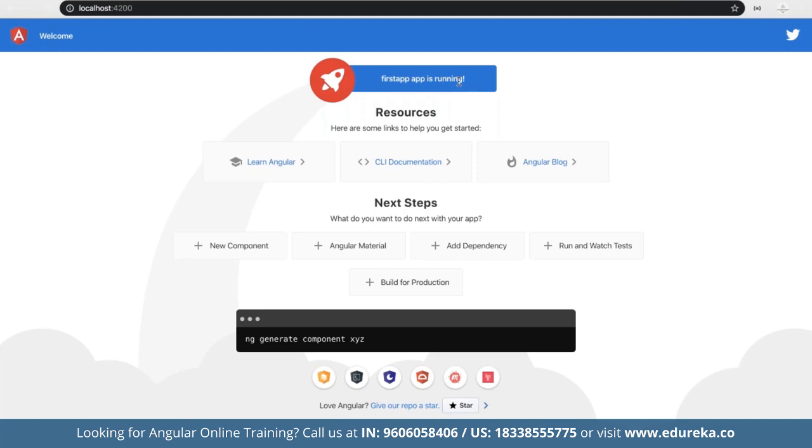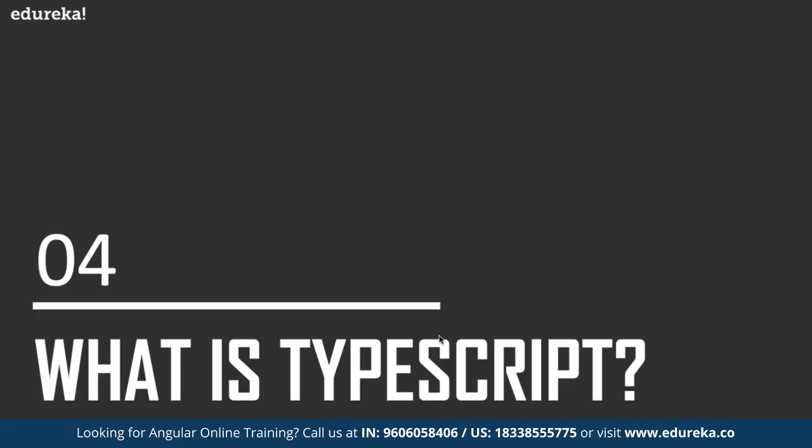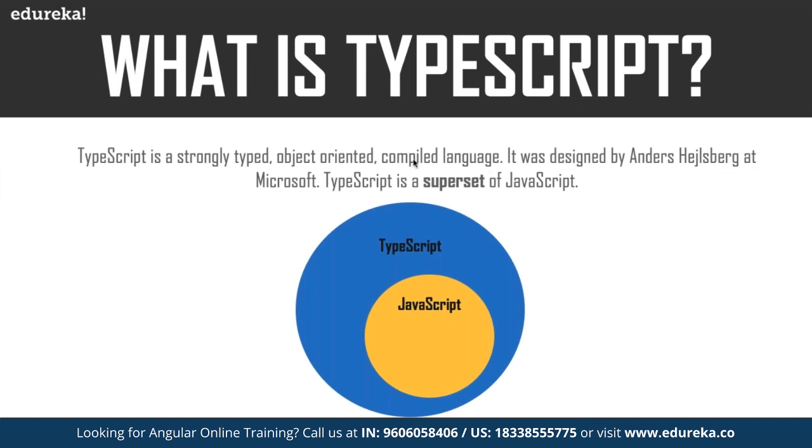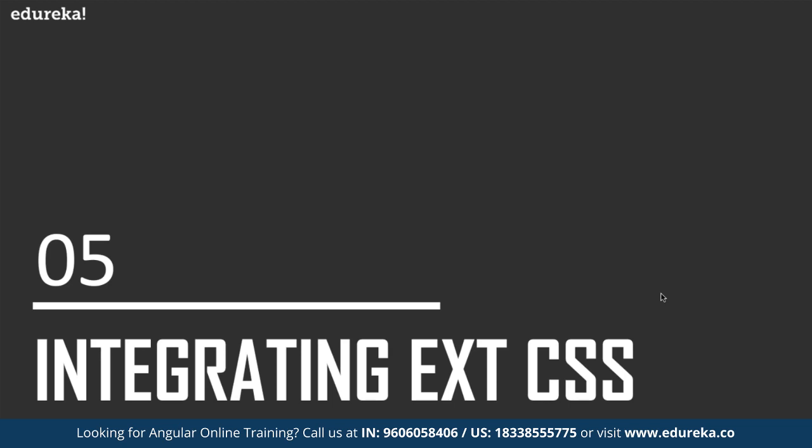The next topic that we have in our topic category is TypeScript, the superset of JavaScript, a strongly typed, object-oriented, compiled language. It is designed by Anders at Microsoft, and TypeScript is a superset of JavaScript. So in short, we call it a superset of JavaScript. The reason for that is, as I said, whatever JavaScript has, TypeScript also has everything. Before talking about integrating all these things, let's first talk about a few major things about our application.